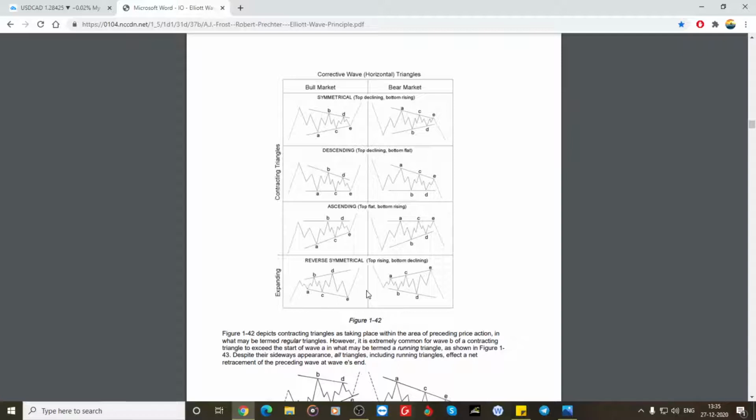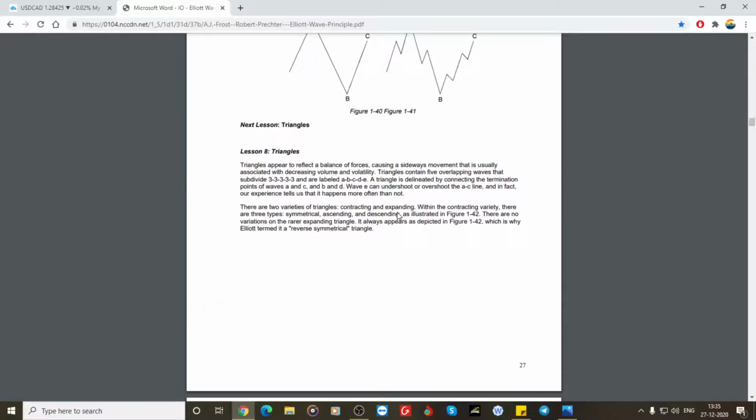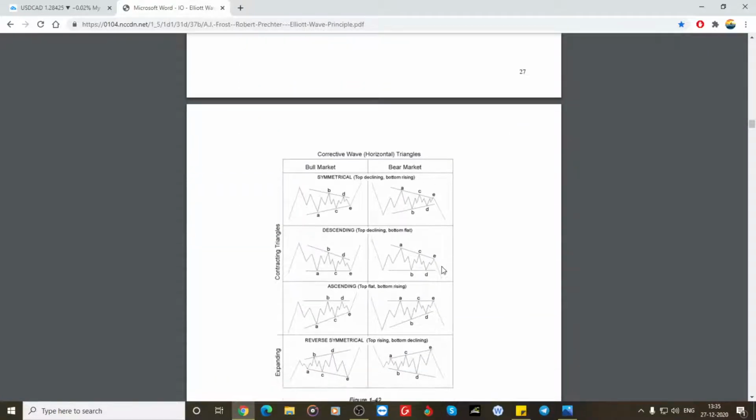But the zigzag is very tough to identify because it looks like an impulsive wave. We don't know whether the correction has started or the impulse is still going on. I'm not hating it, but I don't want to trade the zigzag. Most of the time I will play only the irregular flats as well as triangles.